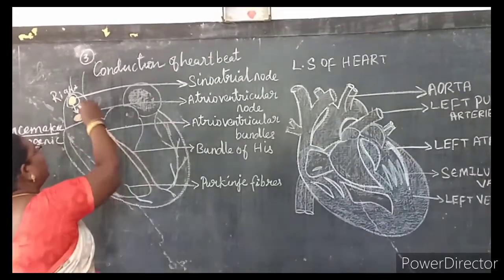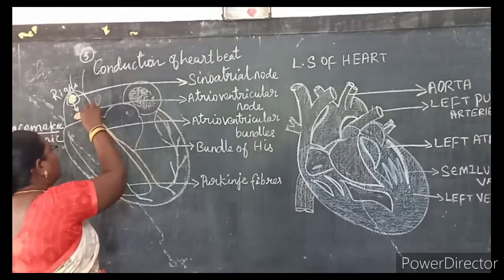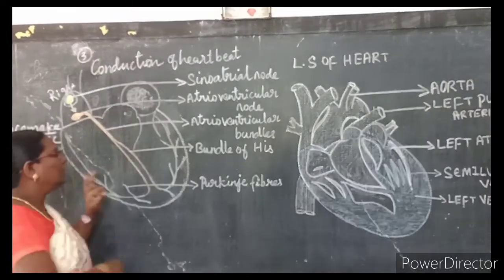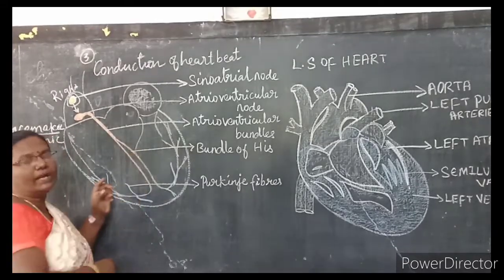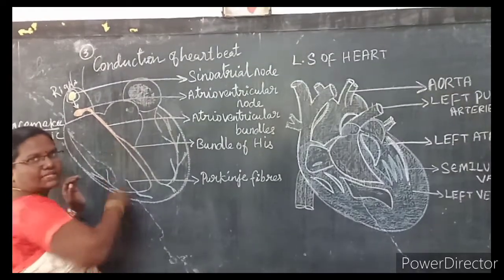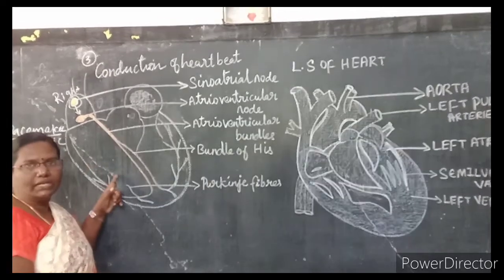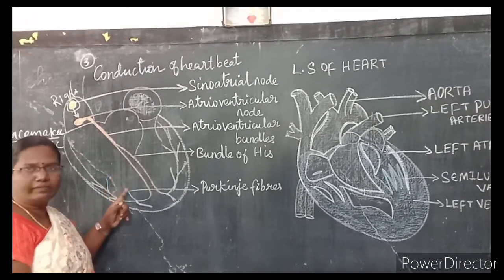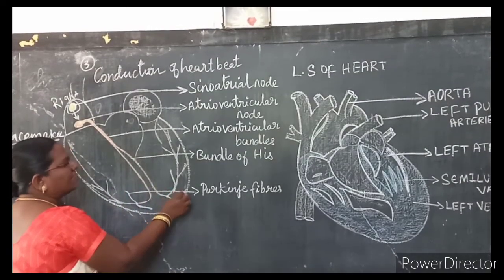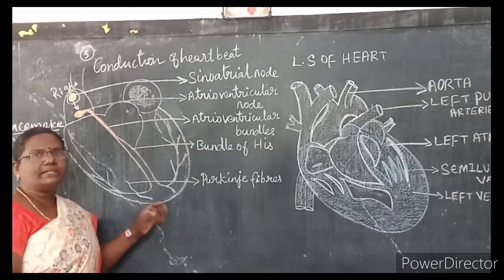The impulse from the sino-auricular node is then passed on to the auriculoventricular node. From this node, it is divided into two branches. That is known as what? Bundle of His. It passes down into the interventricular septum and then enters the entire ventricle. This bundle of His divides into many fibers. These fibers are known as what? Purkinje fibers. Make it simple.